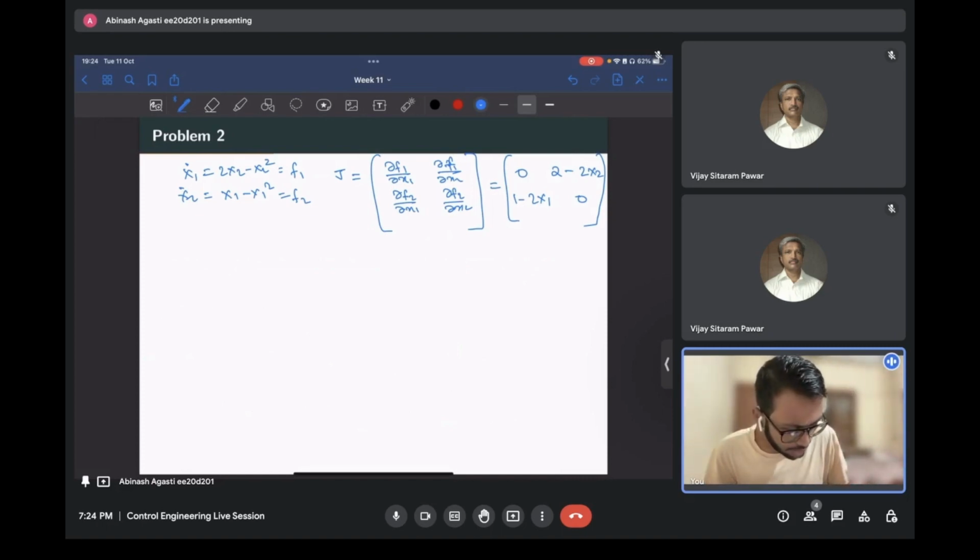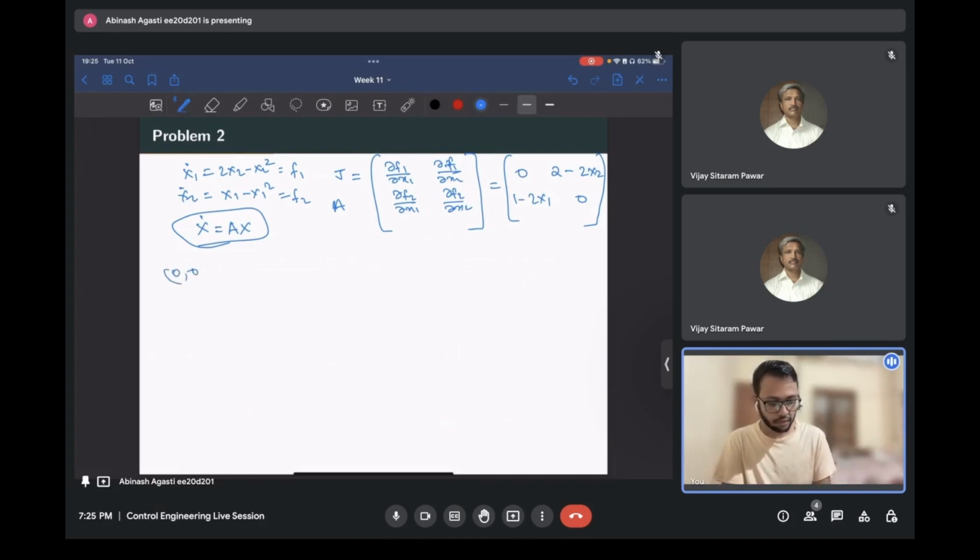So let us, or the A matrix, because the linearized system is this about some operating point, and we want to find it about the equilibrium points as the operating points. So let's first find out for (0, 0). There, A is given by, we'll plug in (0, 0) into the Jacobian. So [0, 2; 1, 0]. Right. So what are the eigen... Is it clear till now?